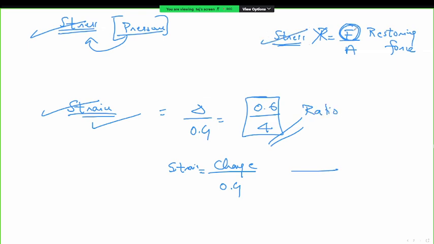Observe properly. Stress is also something by something. Strain is also something by something. So both stress and strain are nothing but some sort of ratios in terms of formulas, basically. Fine. Now, how do you define strain?